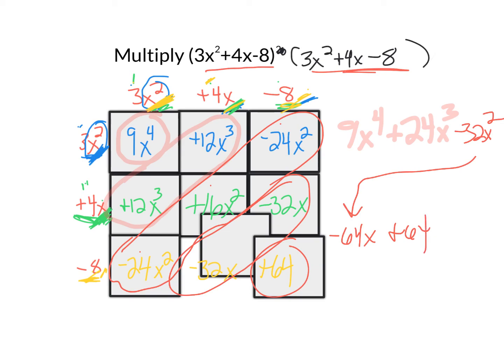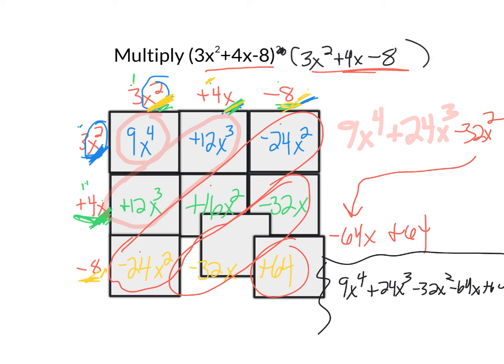Okay, so putting this all together, if I can. Sorry about the mess on this. So we have 9x to the 4th plus 24x cubed minus 32x squared minus 64x plus 64. Come on. This is just not being nice to me today. Come on, stop it. Plus 64. All right, perfect. There it is. Phew, what a mess that was, huh?